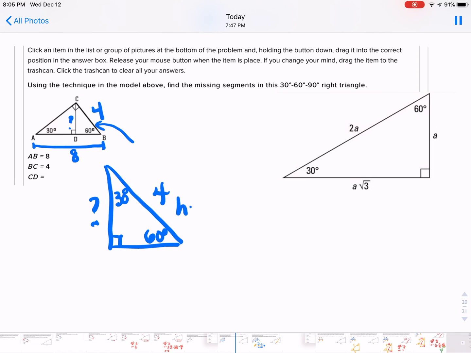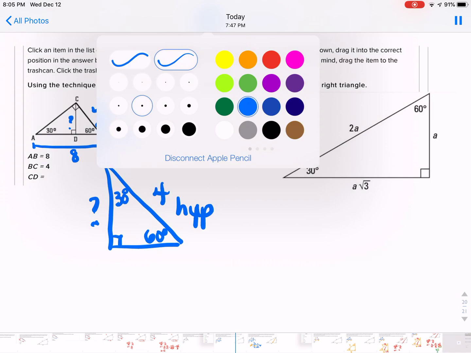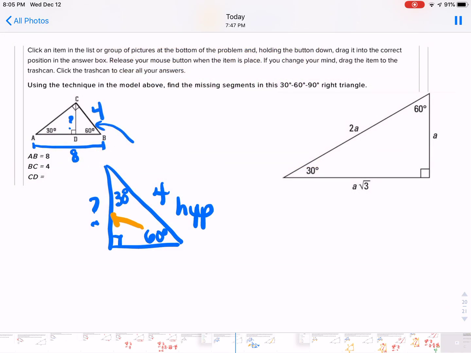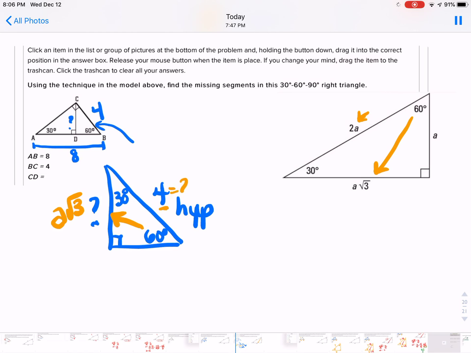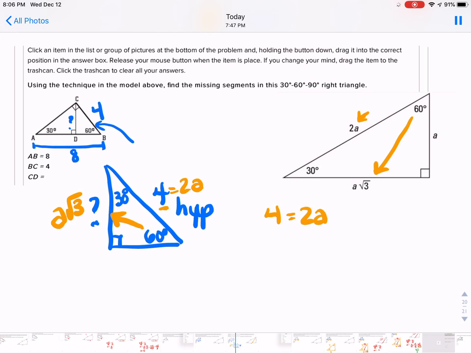So first of all, this is the hypotenuse. And if I want to look at this side, it's across from the 60-degree angle. Do you see here, across from the 60-degree angle, it's a square root of 3. Okay, this side right here is the hypotenuse, so I know this is equal to 2a. So 4 equals 2a. If I can find a, all I have to do is plug it in there.